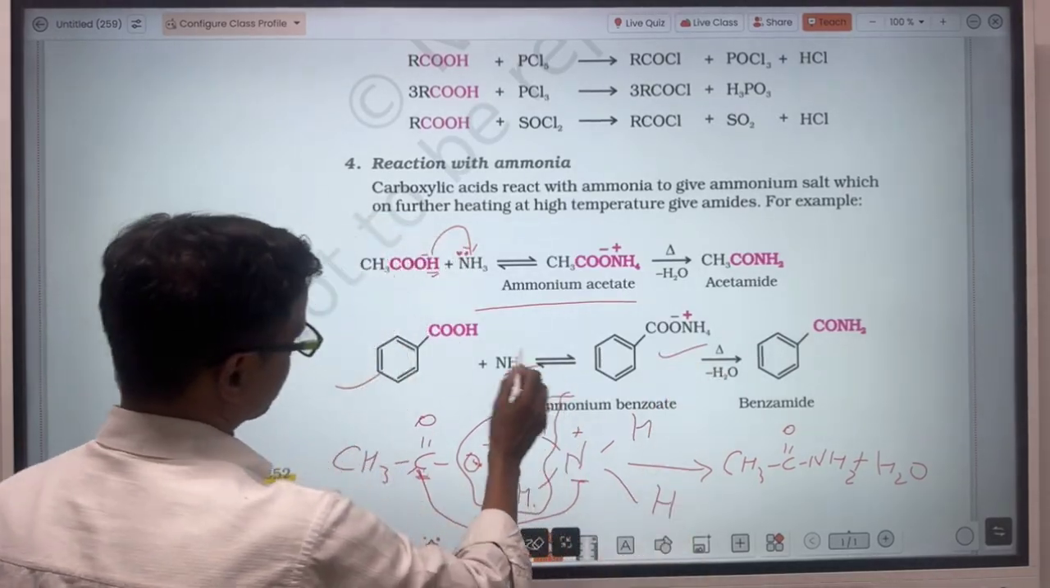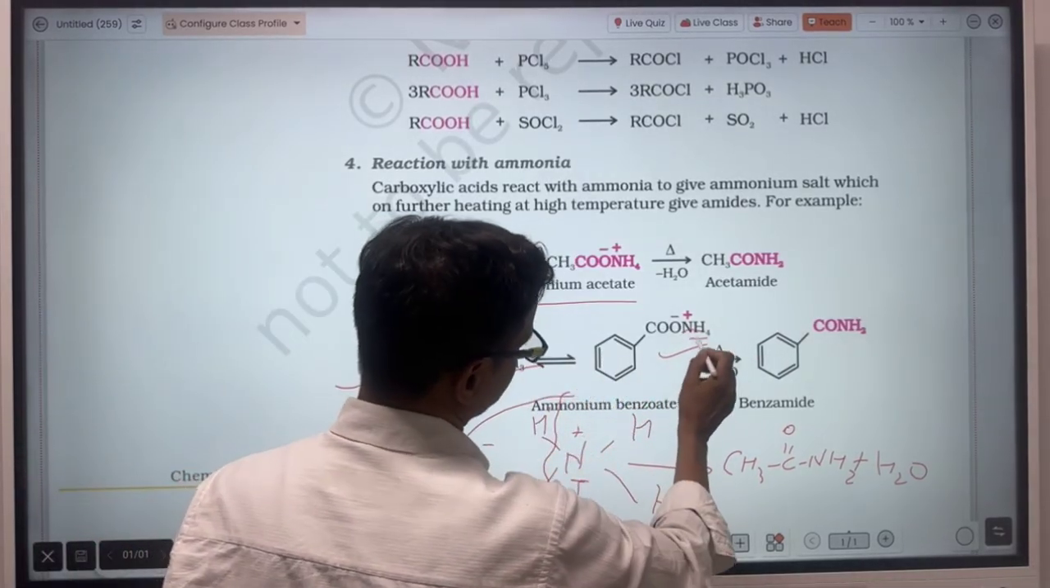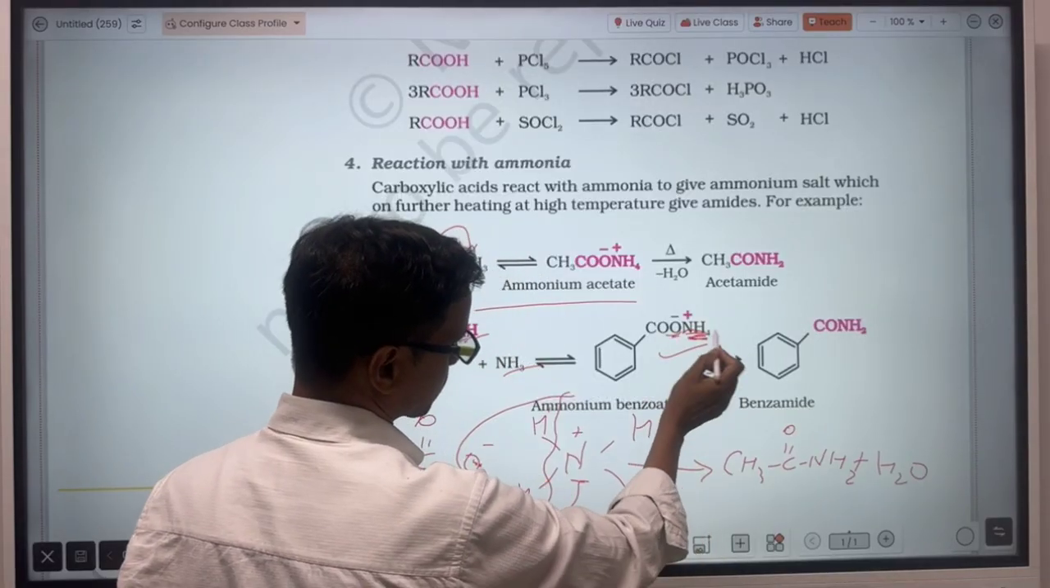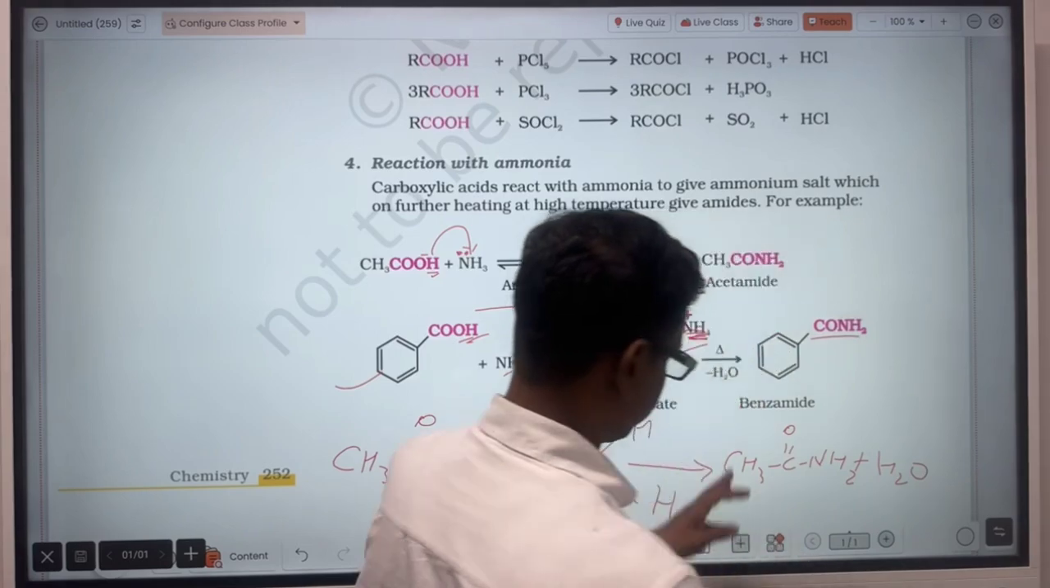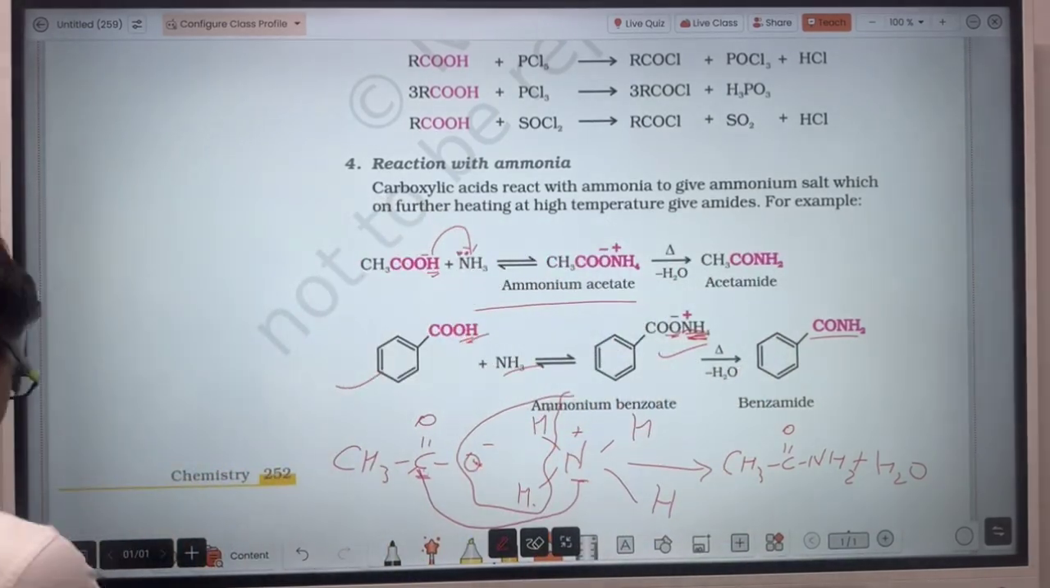Same reactions here, NH4 plus here. Then after, the 2 hydrogen of NH4 plus combined to 1 oxygen release as water, and the NH2 combined there. So benzamide formed here.